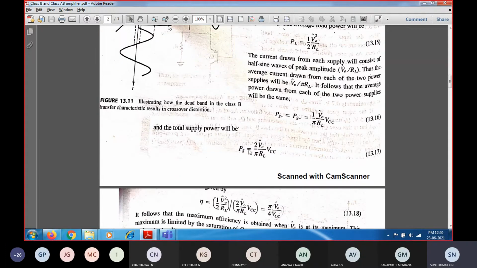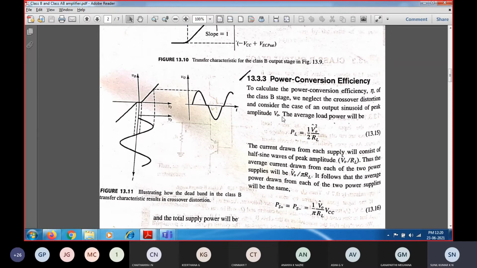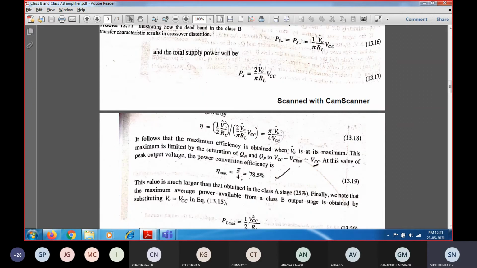Now I got to know the power supply delivered. I have found out the power delivered to the load, and also the DC power supply I have calculated. Now I can easily find out the conversion efficiency. It is nothing but the AC power delivered to the load over the DC power supply. So take the ratio of these two.